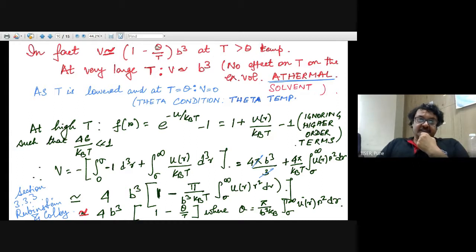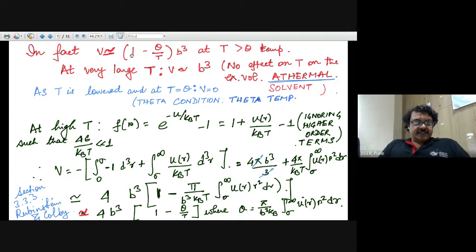So when T is greater than theta, of course, there's a finite, positive excluded volume. But as T slowly approaches the theta temperature, at T exactly equal to theta temperature, this quantity becomes 1 minus 1, so that the excluded volume becomes equal to 0. And that's exactly what I told you, right? This is the temperature dependence of the excluded volume at temperatures above the theta temperature.